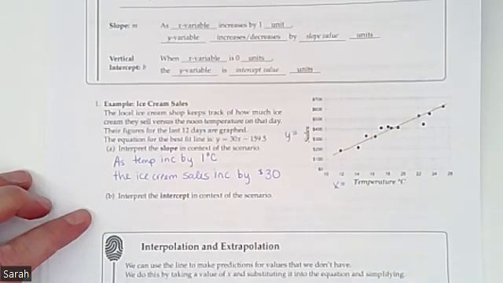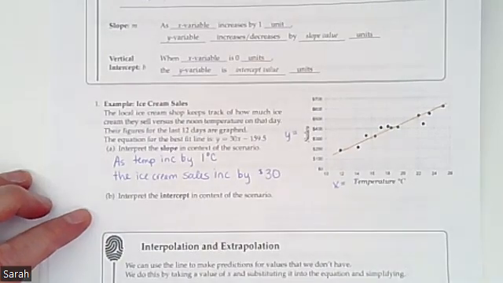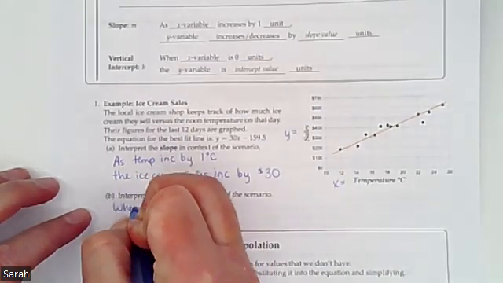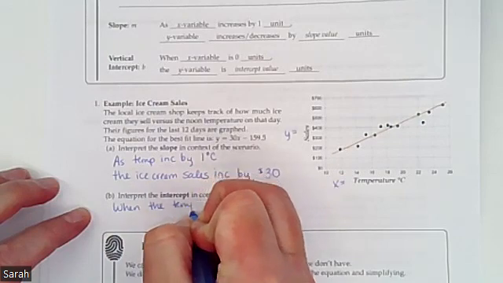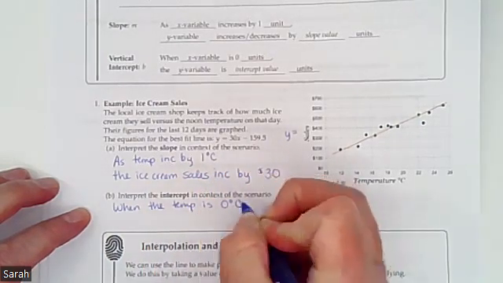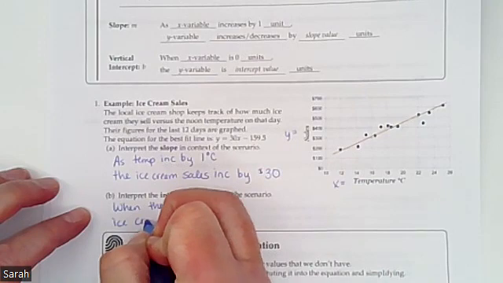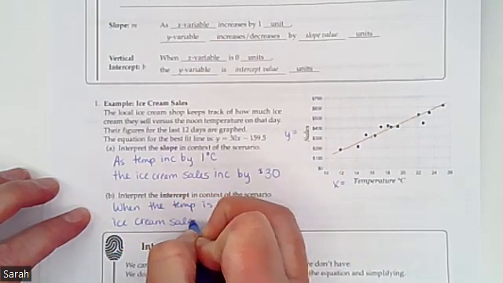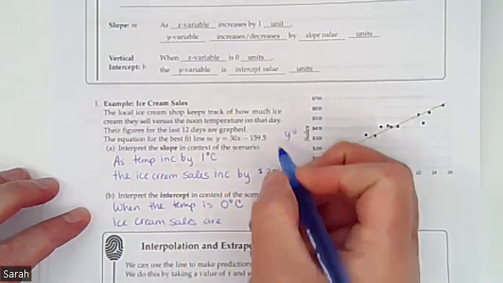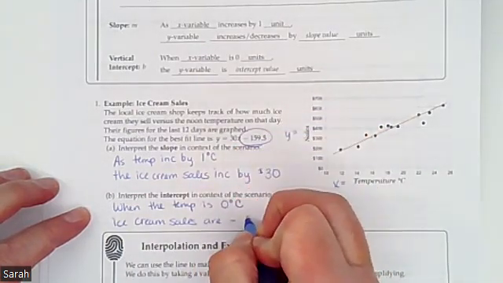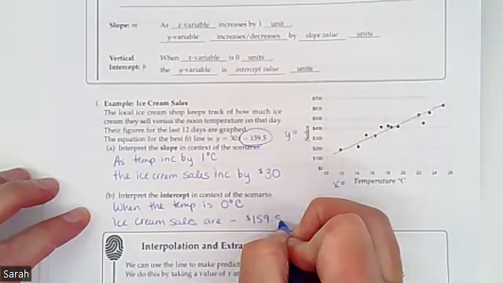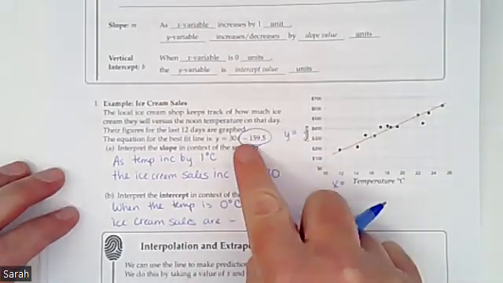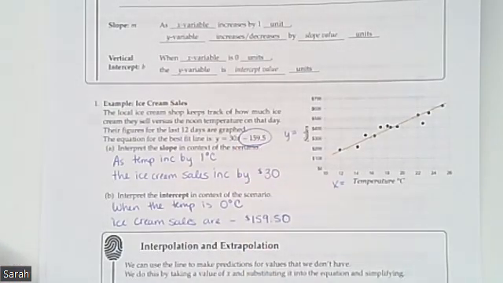Then we have the intercept here. Remember, the intercept is when x is equal to 0. So when the temperature is 0 degrees Celsius, ice cream sales are negative $159.50. We are going to include that negative sign there, and so that is our sentence. We're going to come back and take a look at that in the next video as to whether that sentence about the intercept actually makes sense or not.